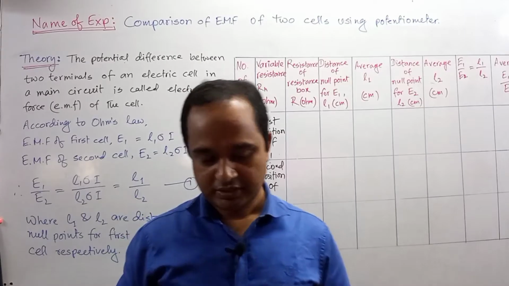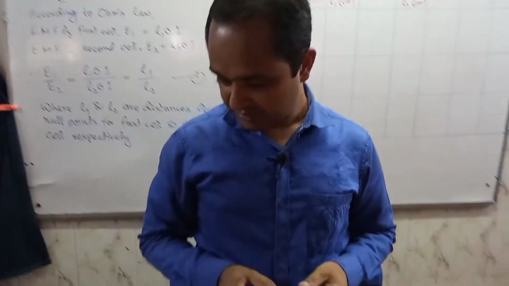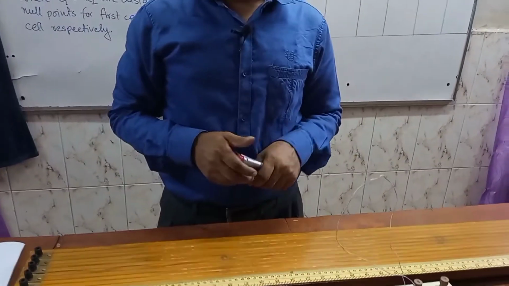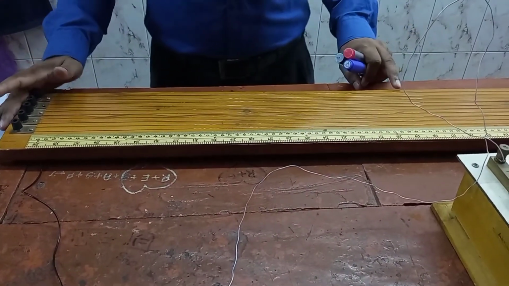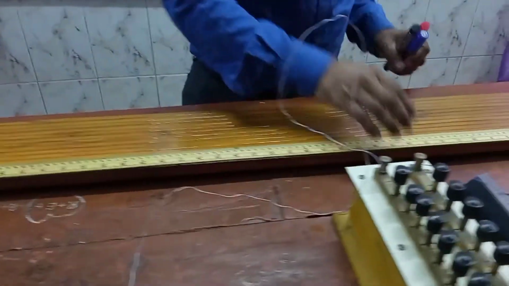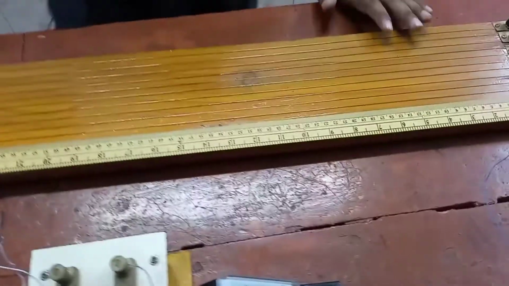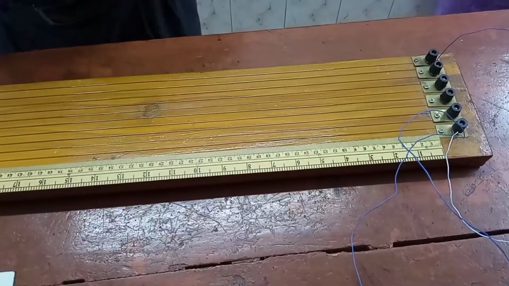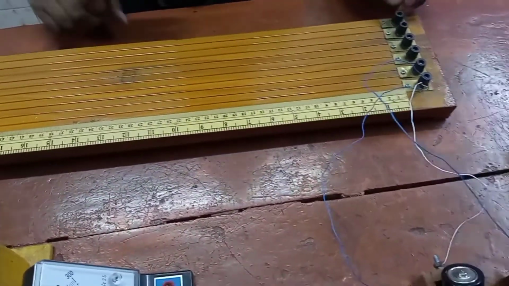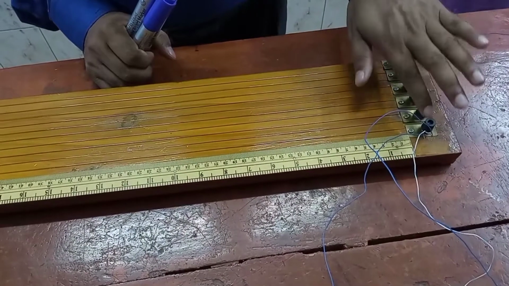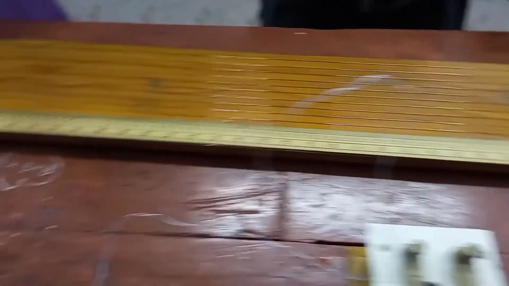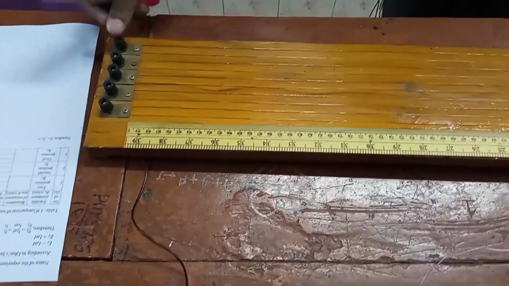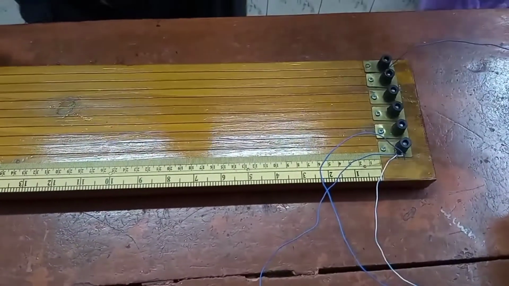Dear student, first let us see the apparatus for the experiment. This is known as potentiometer. Actually it is a wooden board. Here is a meter scale and conducting wire are connected here. There are 4 connecting points. This junction point is known as A, then this point is known as B, this point is known as C, and lastly this point is known as D.